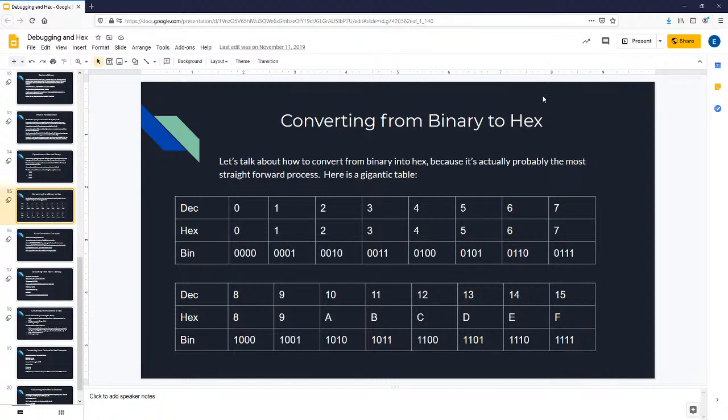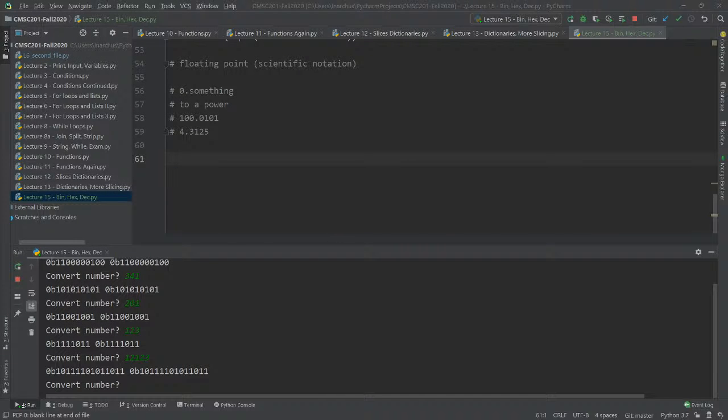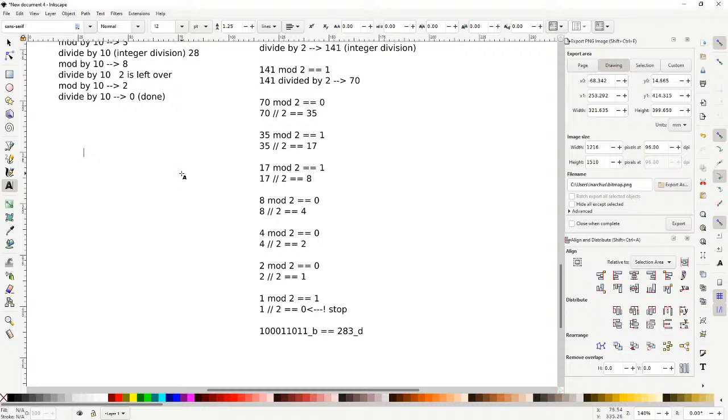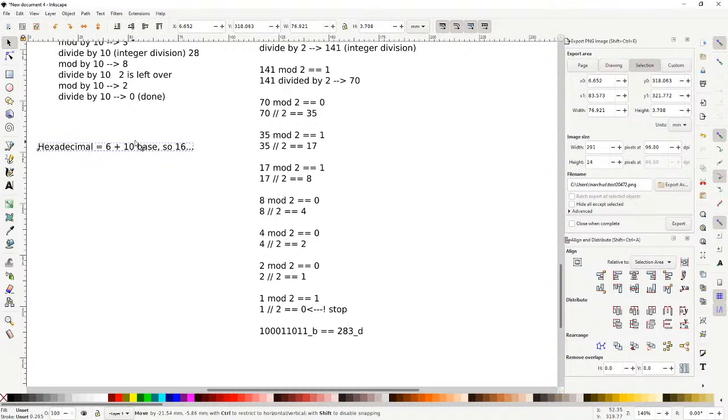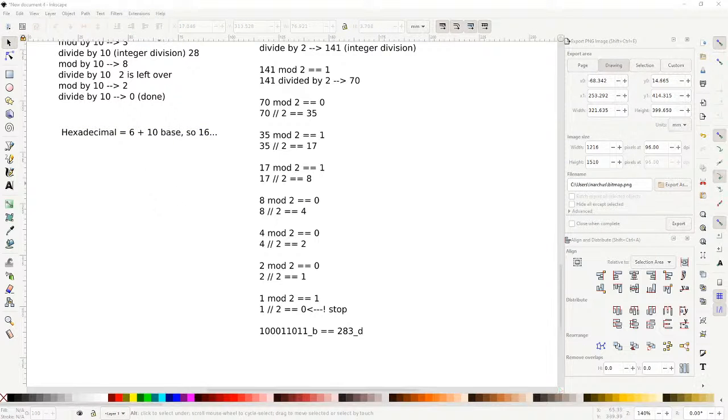So, basically, hex is base 16. And the reason why hex is base 16 is because hexadecimal is basically the way to say it is that hexadecimal is equal to the 6 plus 10 base, so 16.